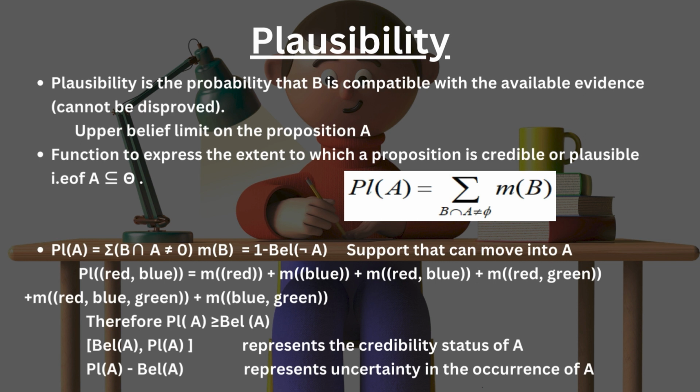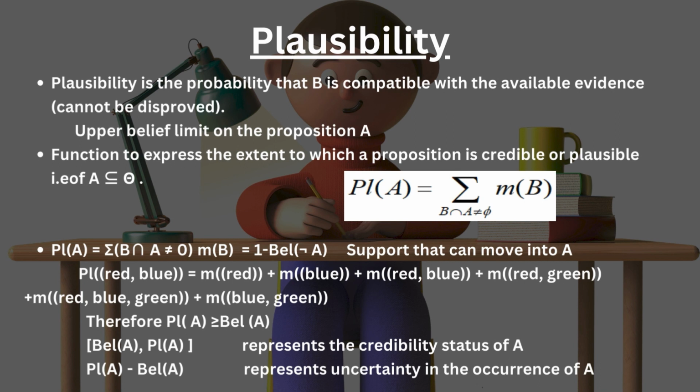For example, if A is the car is red or blue, then the plausibility of red, blue is calculated as the sum of the basic probability assignment for red, the basic probability assignment for blue and the basic probability assignment for red and blue, and any other subsets that intersect with red, blue. For the calculation of plausibility, we will see one example here.